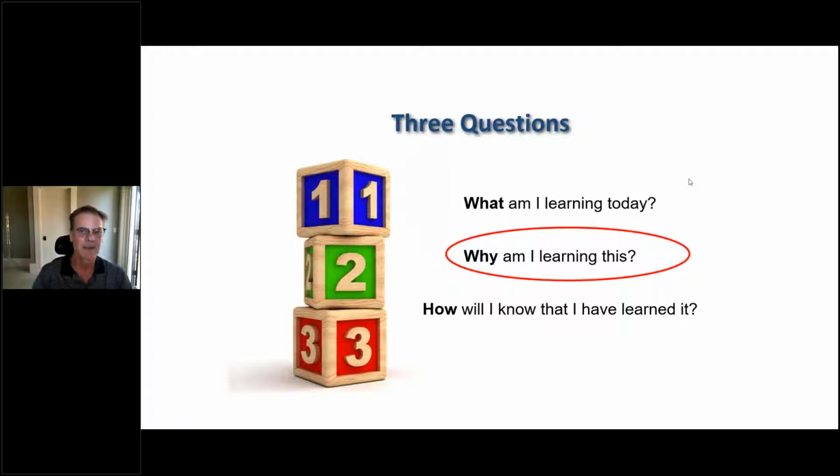So each day, somewhere in the lesson, students should know the answers to these three questions. I did not say at the outset of the lesson. If you're doing more of inquiry or discovery, we don't have to tell students what they're learning at the outset. But somewhere in that lesson, students should know, here's what I'm learning today. Here's why I'm learning this. Here's how I know that I will learn it.